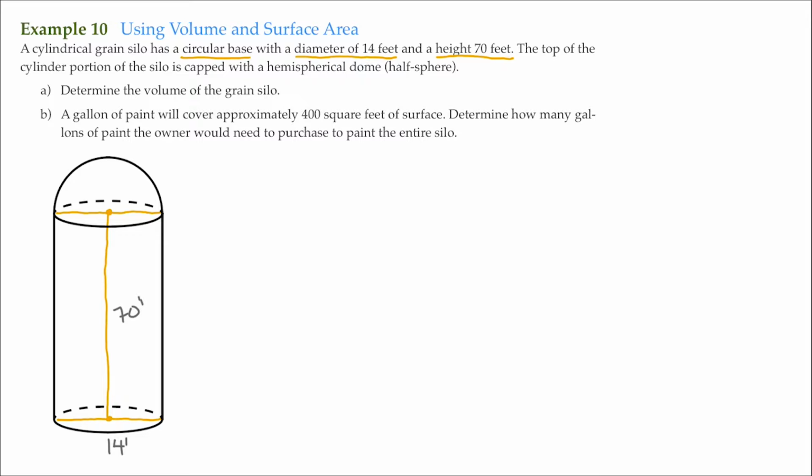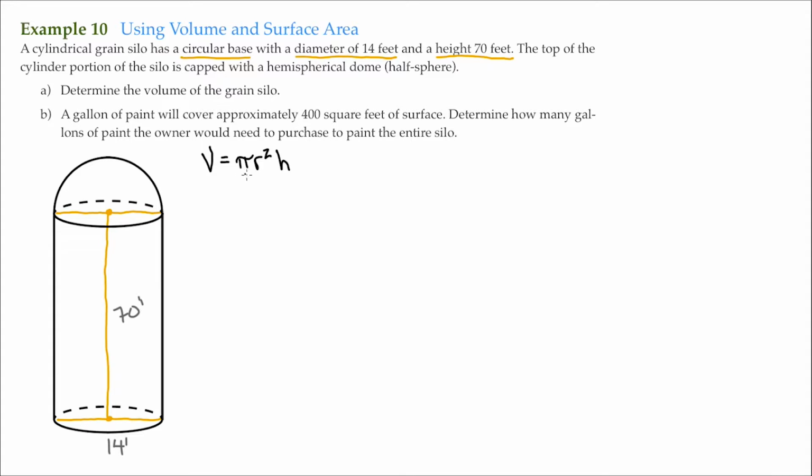So then A says, determine the volume of the grain silo. So we're actually going to determine two volumes. We're going to determine the cylindrical part of the silo, and then we're going to determine the hemispherical dome part of the silo. So then to determine the entire volume of the silo, we're just going to add those two together. So the volume of a cylinder, it's equal to pi r squared times h.